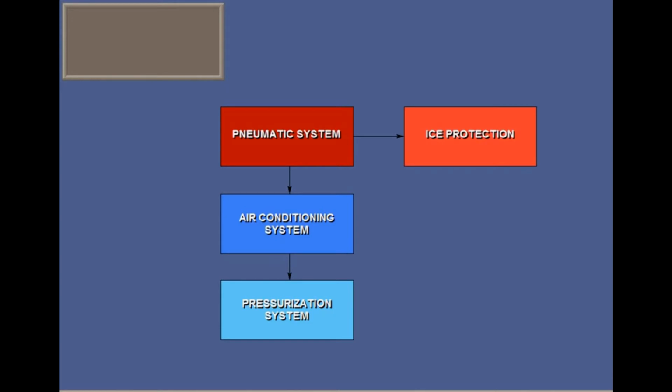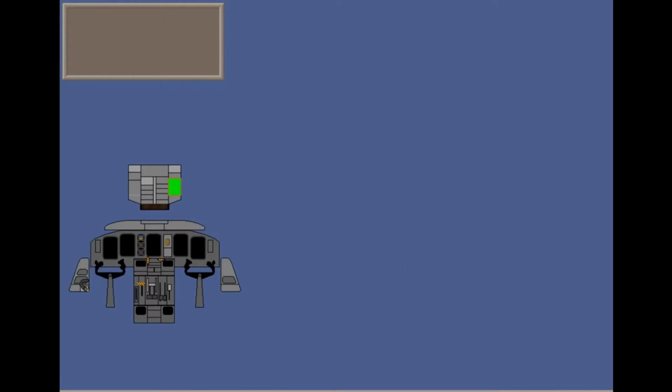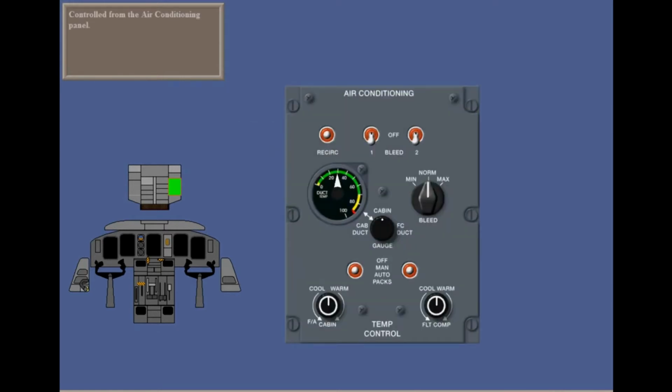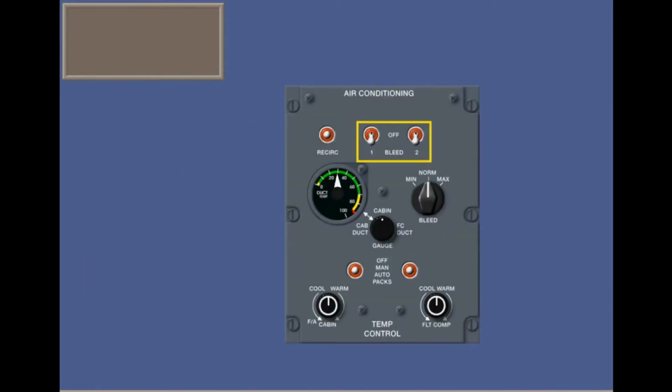The use of pneumatic bleed air for ice protection is covered in the next module. The pneumatic system is controlled from the air conditioning panel on the overhead panel. The bleed 1 and 2 shut-off switches control the positions of shut-off valves for each engine. They are normally on during flight, allowing bleed air to flow into the system. They can be switched off if there is a suspected leak.